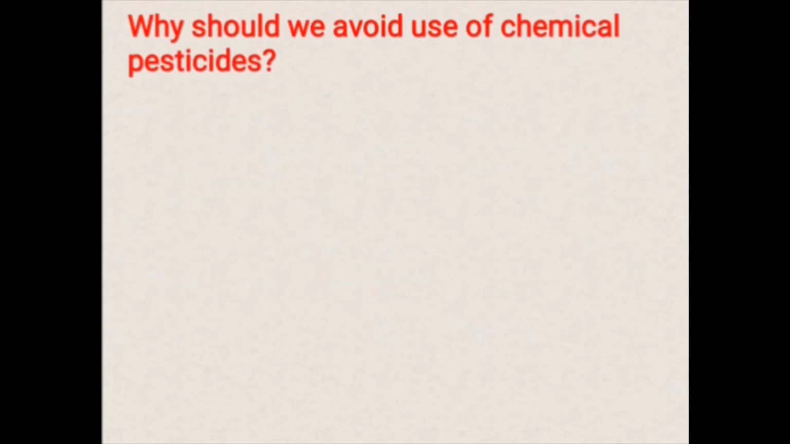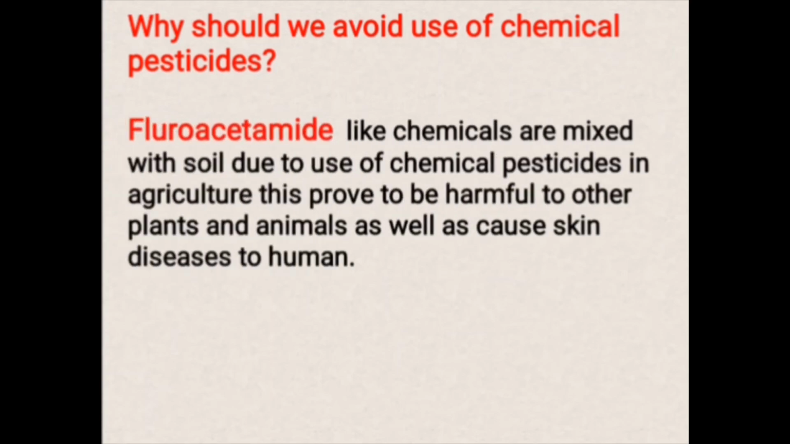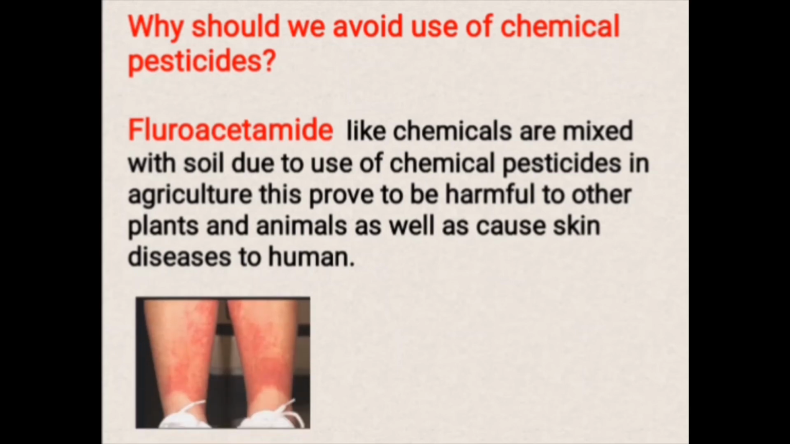Children, why should we avoid use of chemical pesticides? Fluoroacetamide-like chemicals are mixed with soil due to use of chemical pesticides in agriculture. This proved to be very harmful to other plants and animals as well as causing skin diseases to humans.